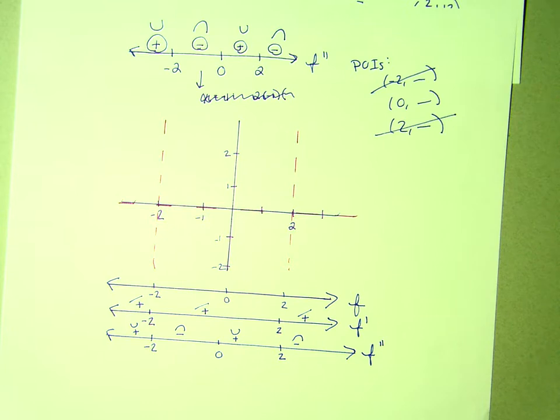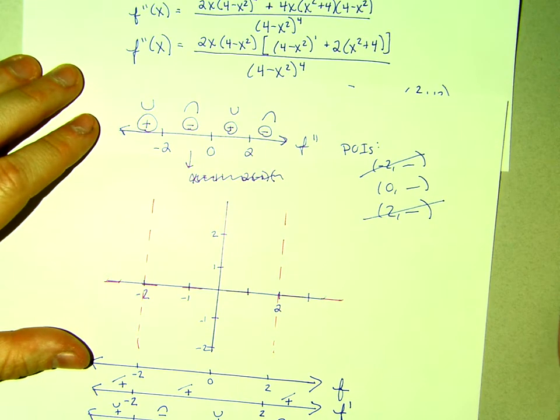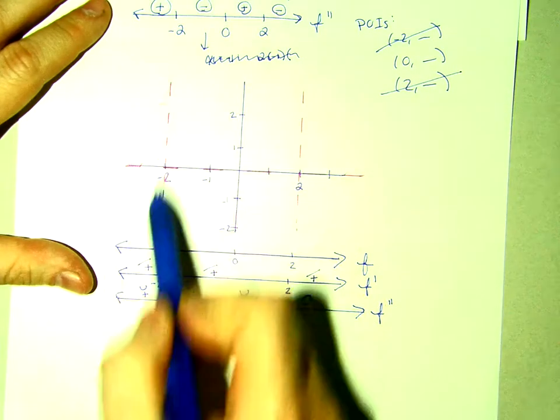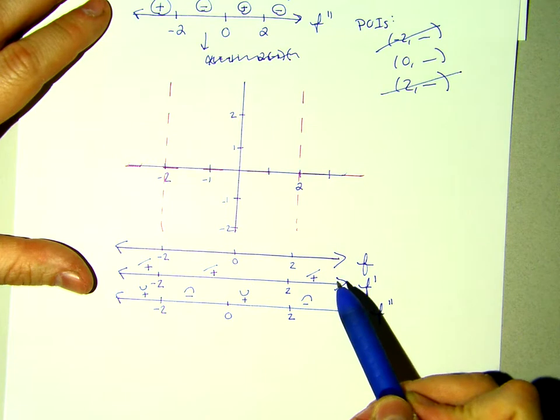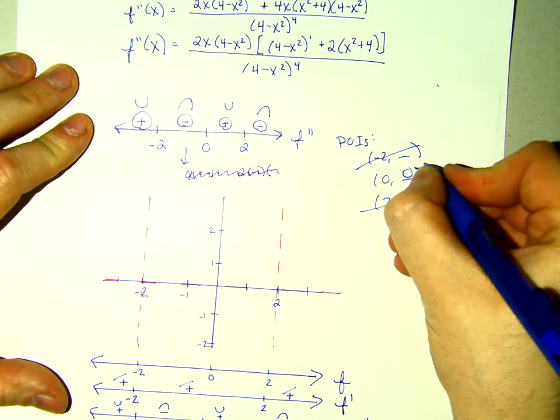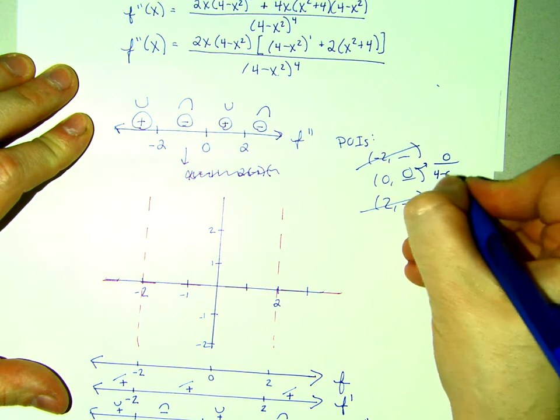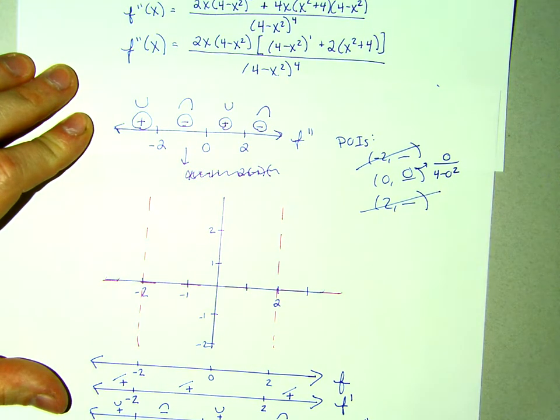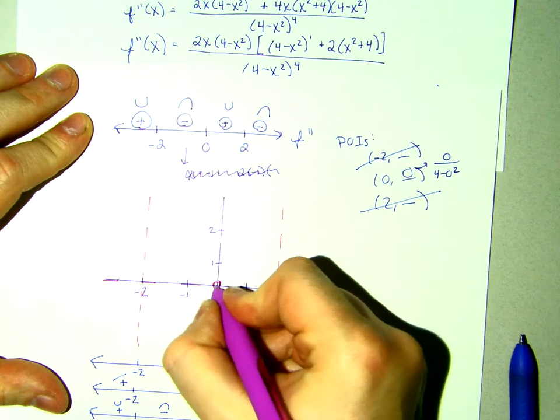Wait. You know they're not there because they're on the asymptotes. If you tried to plug in, you would get negative 2 over 0. Oh, okay. Or we already know we have asymptotes there, so we can't possibly have a point of inflection there. 0, 0? I think so. That would be 0 over 4 minus 0 squared. Yep, 0, 0. So I'm going to add that point into my graph.